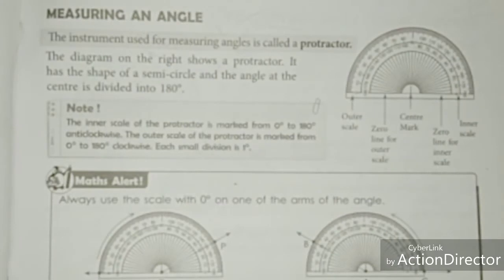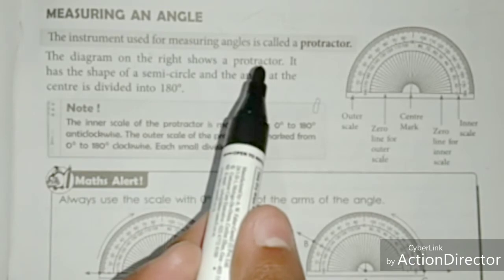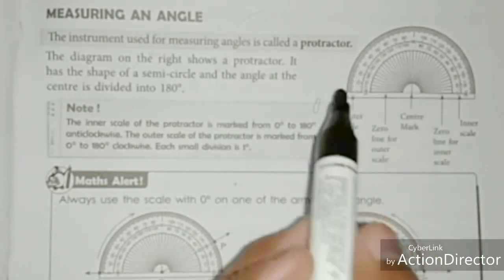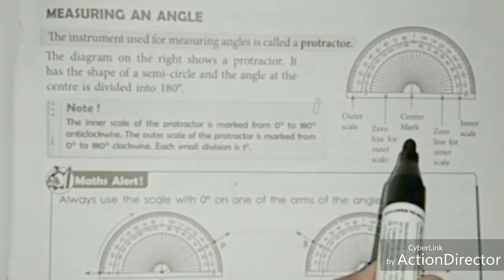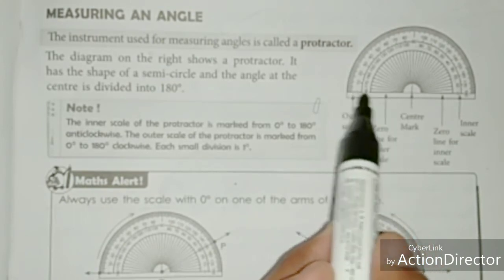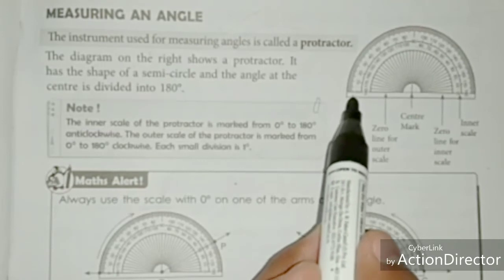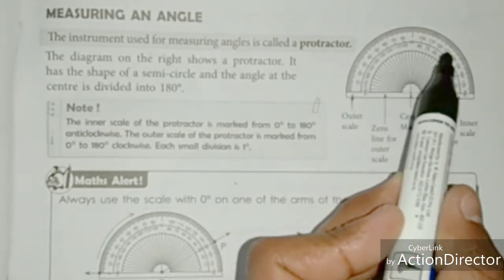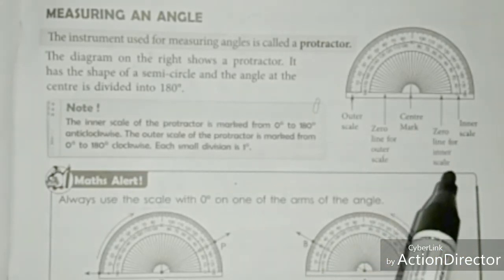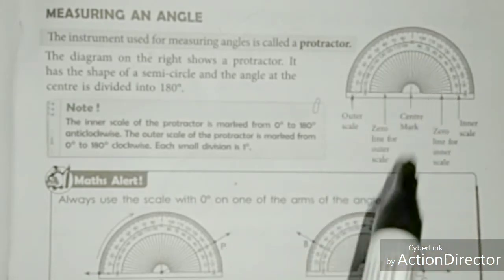Now, measuring an angle. The instrument used for measuring angles is called a protractor. This is the protractor, and this point is known as the center mark. The line on the left-hand side is known as the zero line for the outer scale, and these are the outer scale of the protractor. This line is known as the zero line for the inner scale, and these are the inner scale of the protractor.